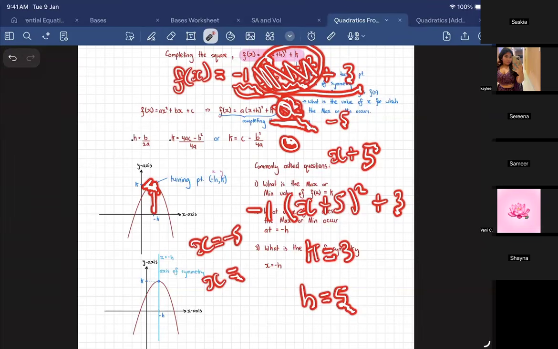Now, the point I'm trying to make is, what are you seeing x is equal to? Negative 5. What is h equal to? h is equal to 5. So you're seeing here that I'm just saying x is equal to negative h. h is 5, but to get the maximum value, we have to plug in minus 5. Which is really just what?